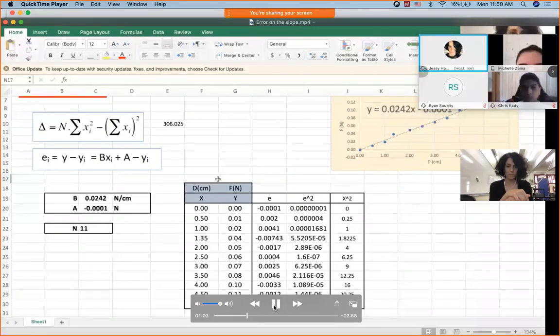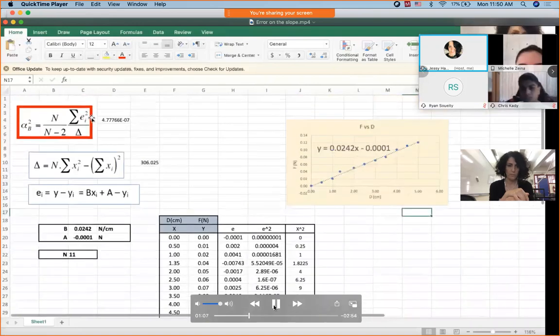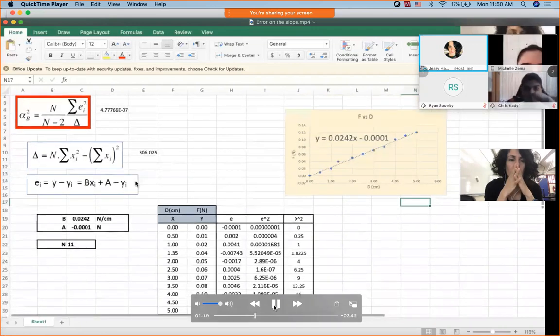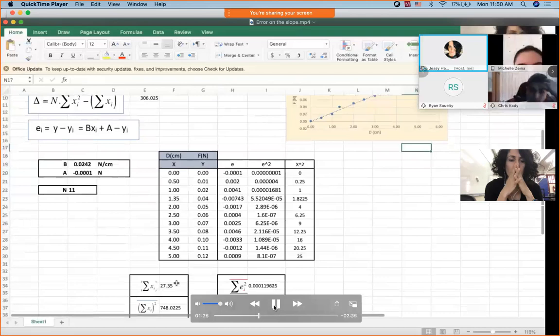So I need to find the error on the slope, which is given by this equation. I need n, and n is given by this value. I also need delta. What is delta? Delta is n times the sum of xi squared minus the sum of xi, all of it squared. So to be able to do this, I need to add the x's together, and I already did. So this is sigma x.